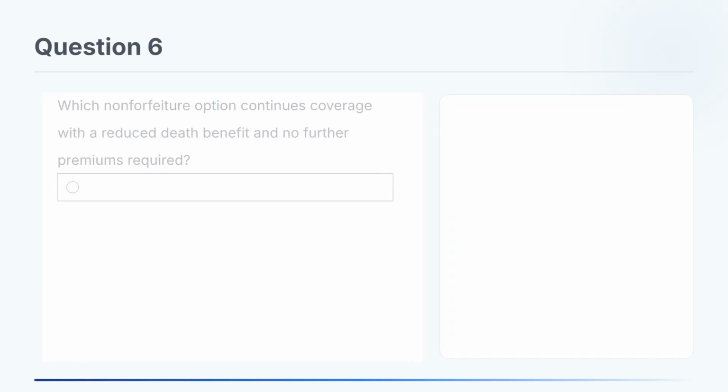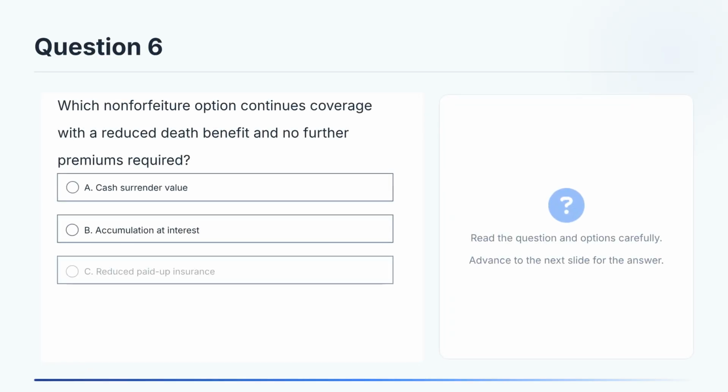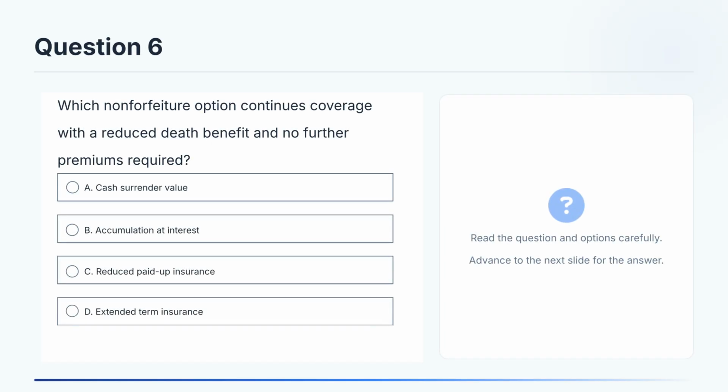Next up, question 6. Which non-forfeiture option continues coverage with a reduced death benefit and no further premiums required? A. Cash surrender value. B. Accumulation at interest. C. Reduced paid-up insurance. D. Extended term insurance.